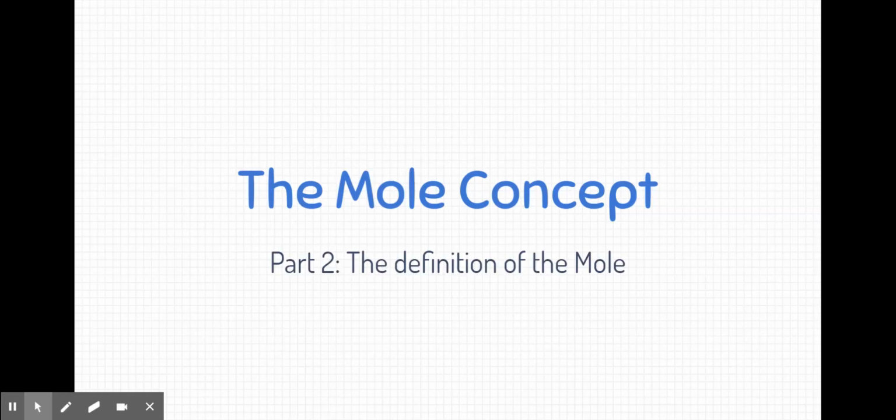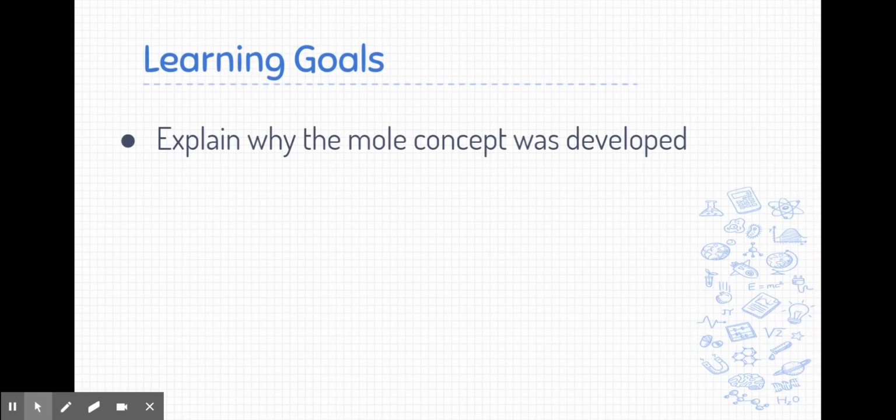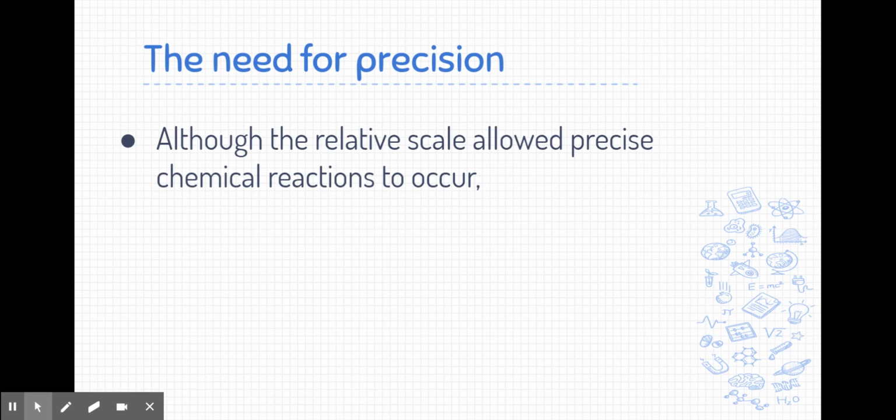Welcome everyone to our second of two videos on the mole concept. In our first video, we looked at Avogadro's hypothesis and the development of a relative atomic scale. In this video, we are going to look at why we needed this concept that we refer to as the mole, why it was developed, and then we're going to clearly define what a mole is in the context of chemistry. Let's just remind ourselves what we were looking at last video.